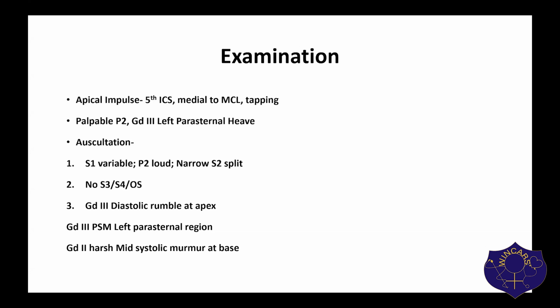Coming to murmurs, there is a grade 3/4 long diastolic rumble having decrescendo morphology, which is low pitched and best heard with the bell of the stethoscope with the patient in left lateral decubitus position.